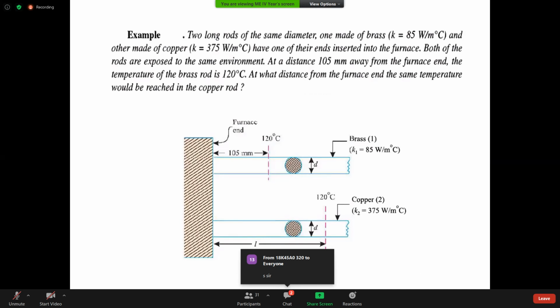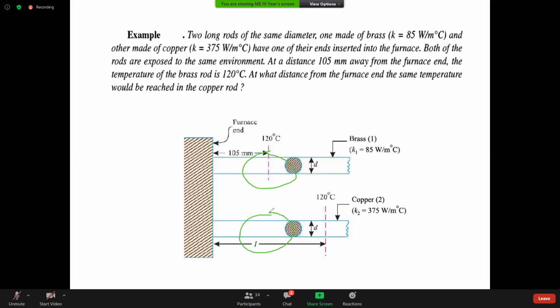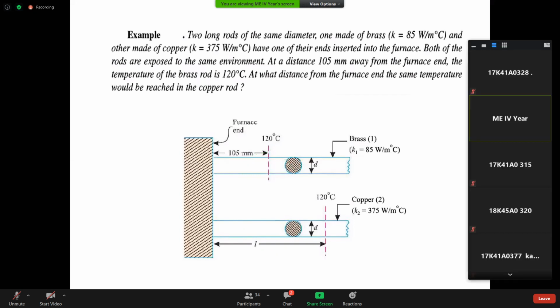So this problem we have discussed in the last class, right? A very simple problem. The application of the formula is simple. You understand the problem, whatever problem it is given, right? So here there are two rods. Briefly I'll explain this problem again. Two rods with different materials. Obviously, the heat transfer will be different, because conduction heat transfer is based on the thermal conductivities.